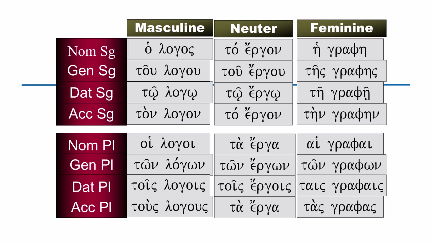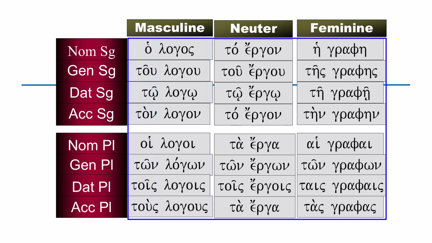For example, let's look at the masculine. Remember, we're combining the definite article and the noun, definite article and the noun. On each case, you have the definite article and the noun. Why are we doing this? What I want you to know from this is this, that the definite article must agree with the noun in terms of case, gender, and number.